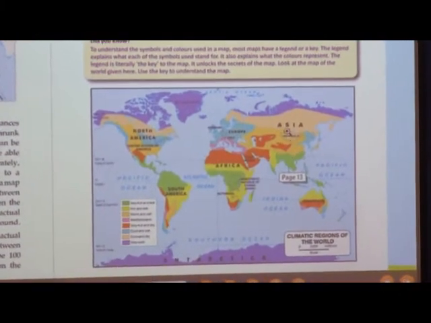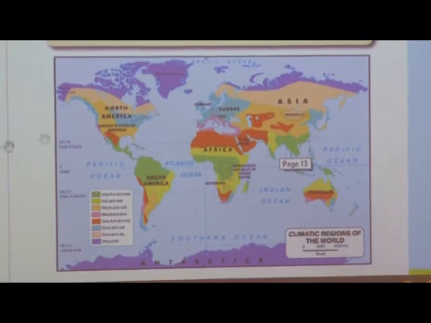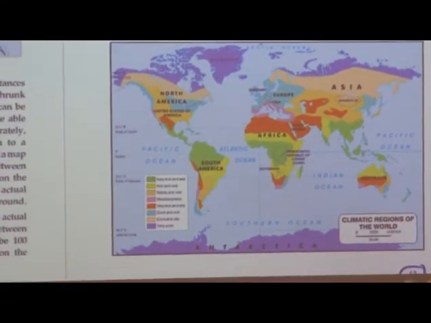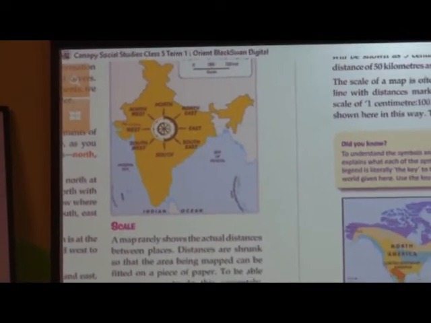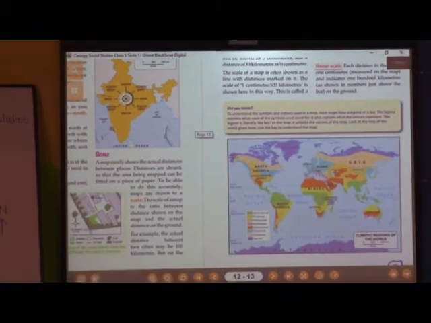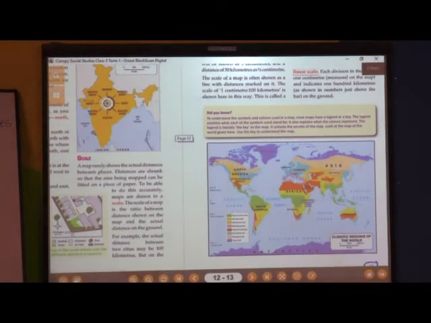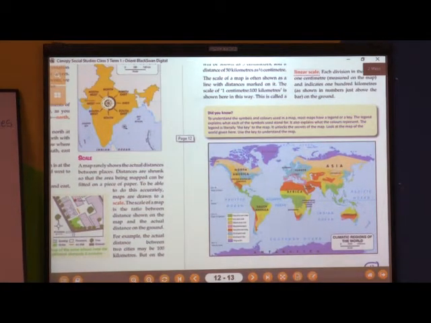In the same way, here it is shown so small, and in this picture it is looking bigger than what is shown here. Yes or no? In this picture it is looking small, and in this picture it is looking big. So what is the size of our country? We don't know.